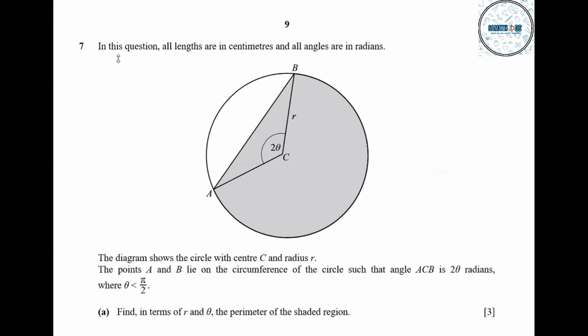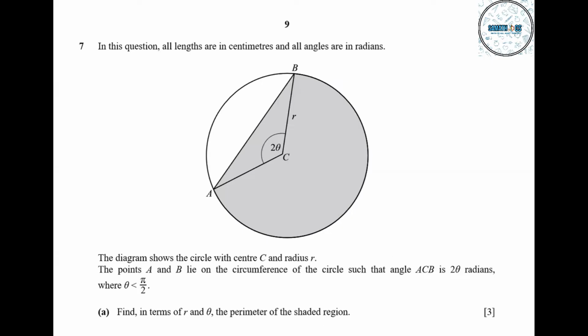We are going to do question number 7. In this question, all lengths are in centimeters and all angles are in radians. The diagram shows the circle with center C and radius R. The points A and B lie on the circumference of the circle such that angle ACB is 2 theta radians, where theta is less than pi upon 2. Part A, find in terms of R and theta the perimeter of the shaded region.